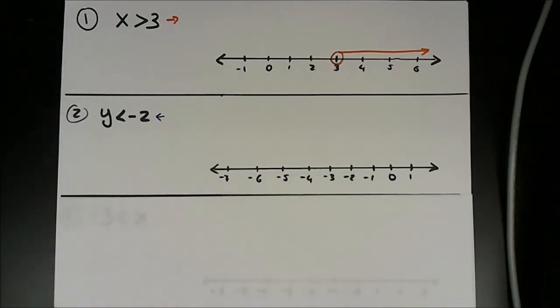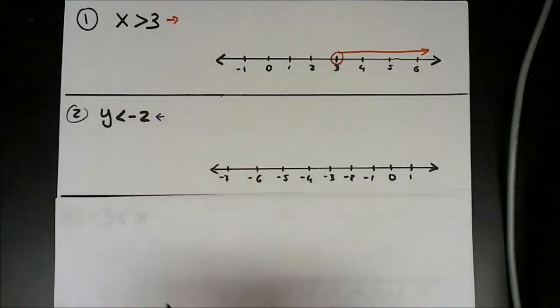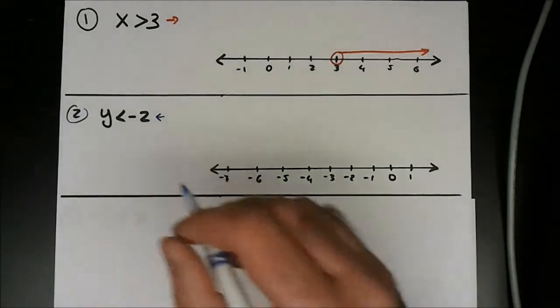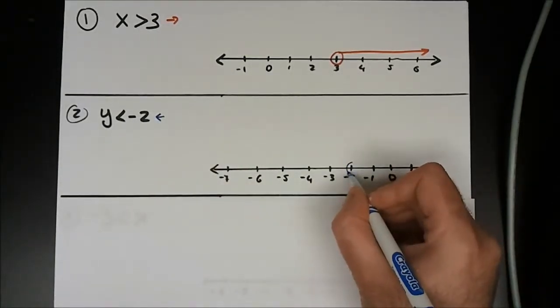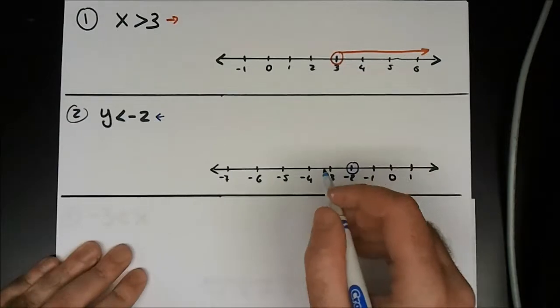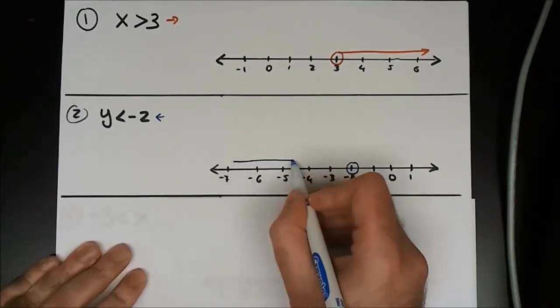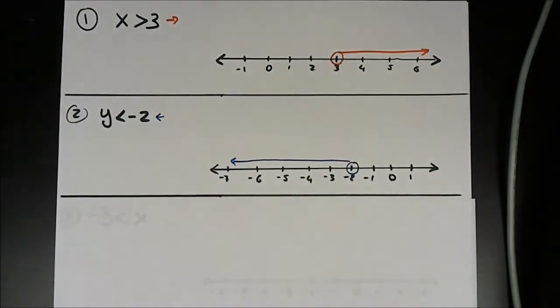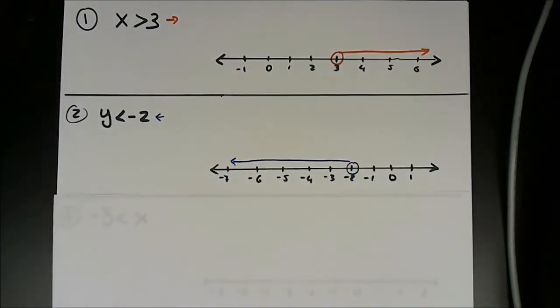Open circle or closed circle? Open circle, because we have no combo symbol, which means we are going to put an open circle at -2, our starting point. And then we are going to head in the left direction. Any questions on number 2?